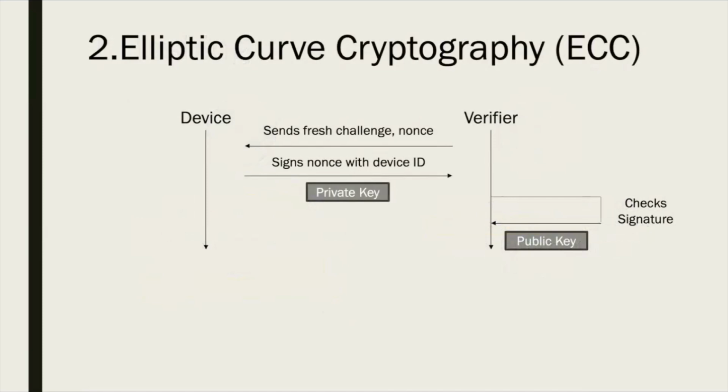Next, I will discuss elliptic curve cryptography, or ECC. In ECC-based authentication, each device has its own public key and private key. When the device wants to authenticate itself, the verifier sends a fresh challenge, usually a nonce. The device then signs this nonce together with some context, such as the device ID, using its private key. The verifier checks the signature using the device's public key. If the signature is valid, the verifier can confirm that the device is genuine and possesses the correct private key. Because the nonce is fresh every time, replay attacks are prevented.